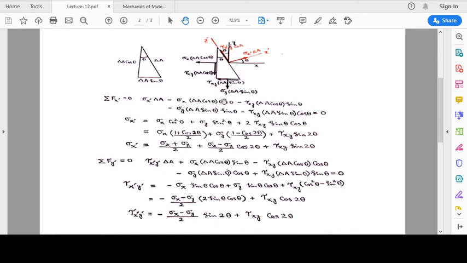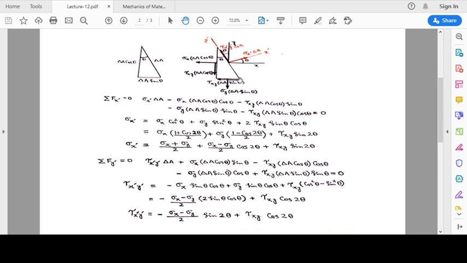Similarly, the component of this in the y prime direction, it is making an angle theta with the y prime direction. The component is going to be in the negative y prime direction. So minus sigma y delta A sine theta, which is the force, into the component, which is going to be cos theta, because the angle is made with the y prime direction, theta. So it is cos theta.